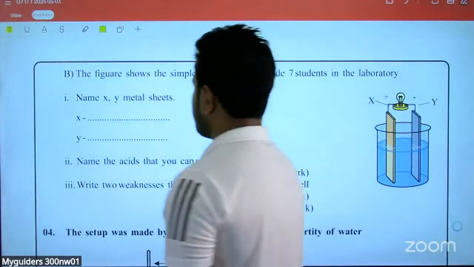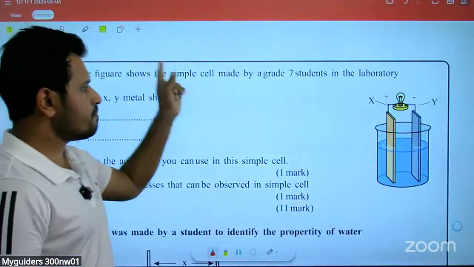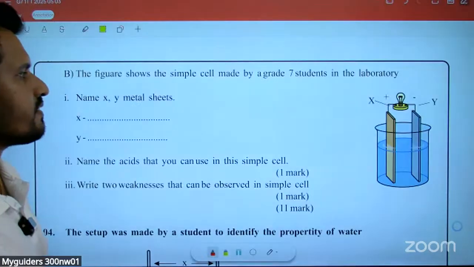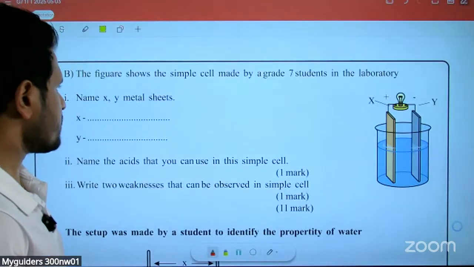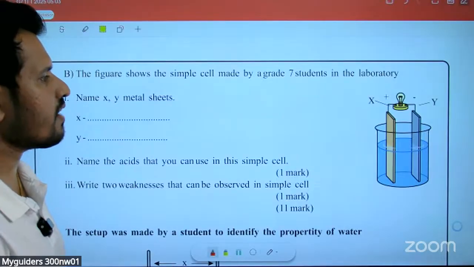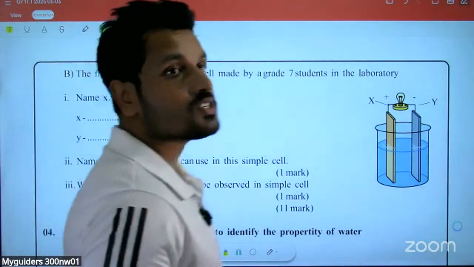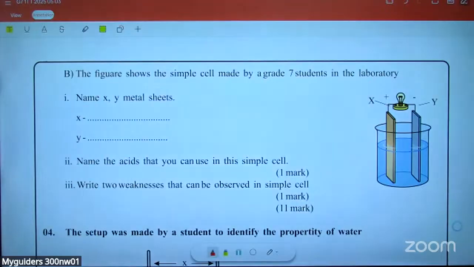B. The figure shows the simple cell made by grade 7 students in the laboratory. X and Y are asked about. Name X and Y metal sheets. Even though the wires are drawn on the coil, the question is asking directly about the metal sheets, not about the wires. So they are asking about the sheets.